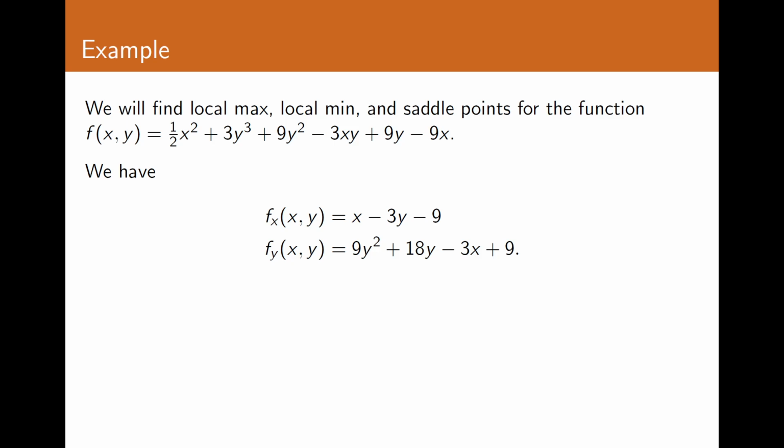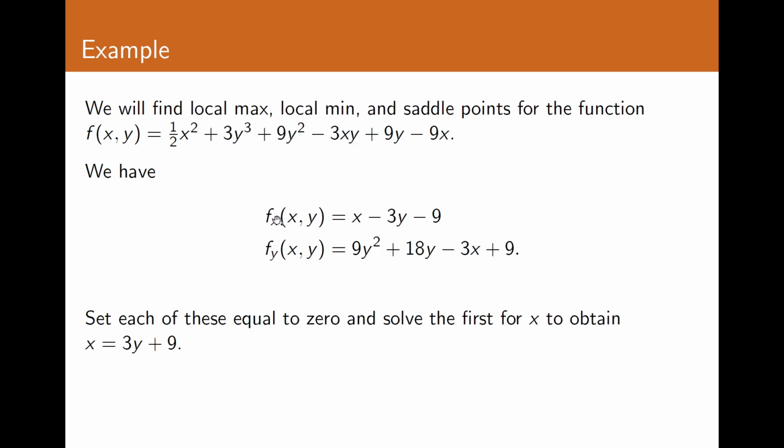Now the difference from what we've seen in the previous examples here is this isn't easy to see just that for what values of x and y these are both 0, because they're both functions of two variables. So what we're going to do is we're going to set each of them equal to 0 and do some substitutions. So if we set the first one equal to 0, we have x minus 3y minus 9 is equal to 0. We can bring the 3y and the 9 to the other side, so we have x is equal to 3y plus 9.